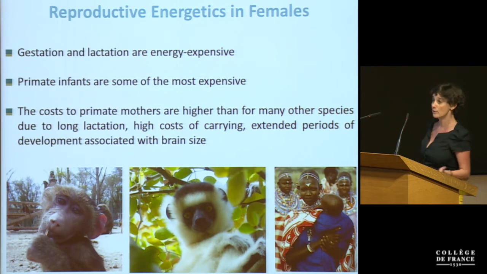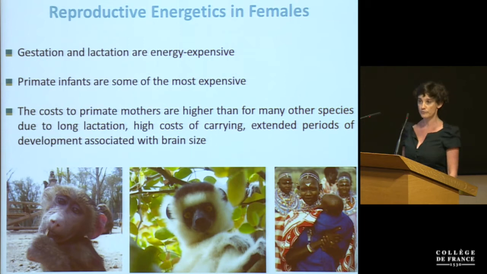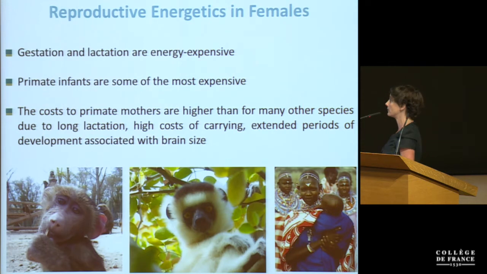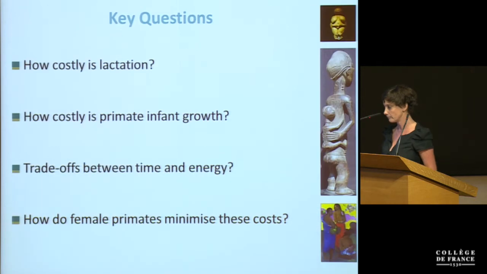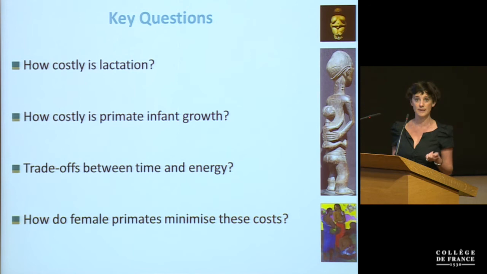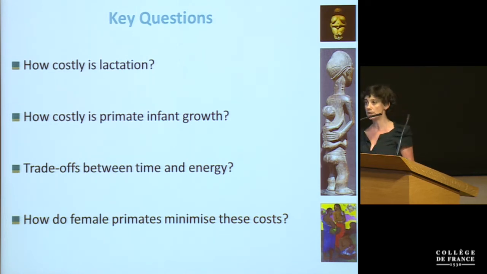We know that gestation and lactation are energy expensive. Primate infants are some of the most expensive, and the costs to primate mothers are higher than for many other species, due mainly to the long lactation, the high cost of caring, and the extended periods of development associated with brain size. The key questions that I will try to answer today are: how costly is lactation, how costly is primate infant growth, what are the trade-offs between time and energy, and finally, how could female primates minimize this cost?